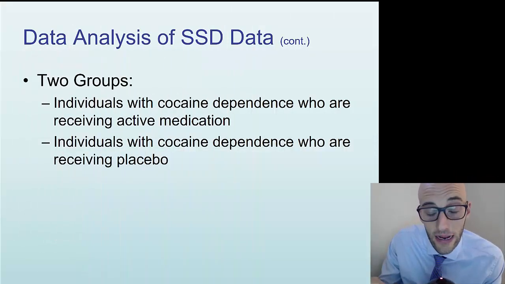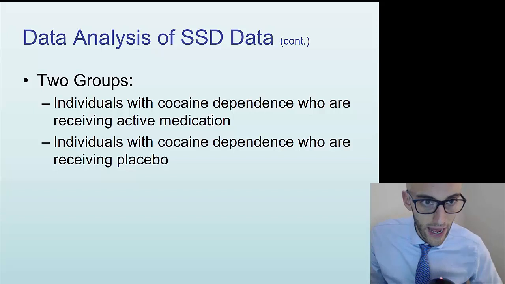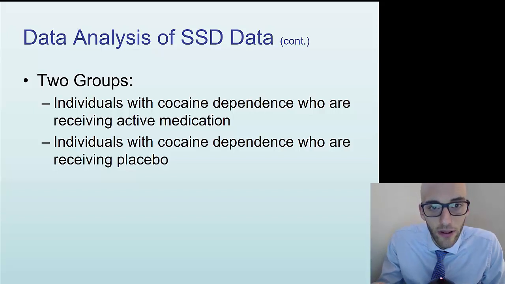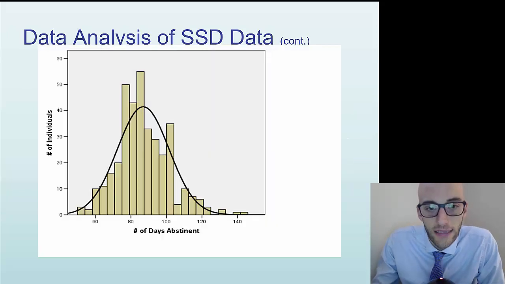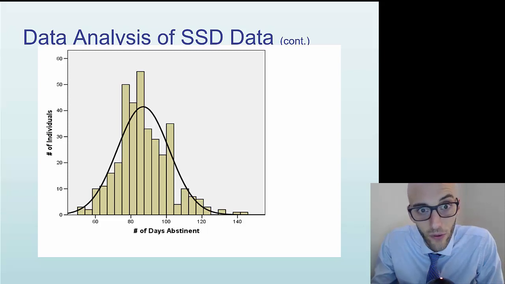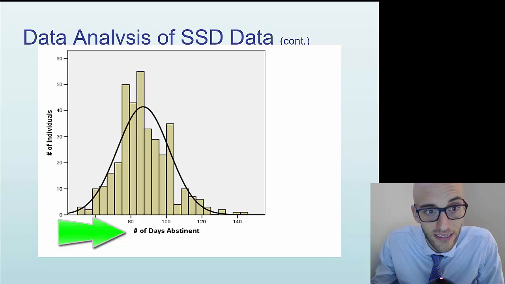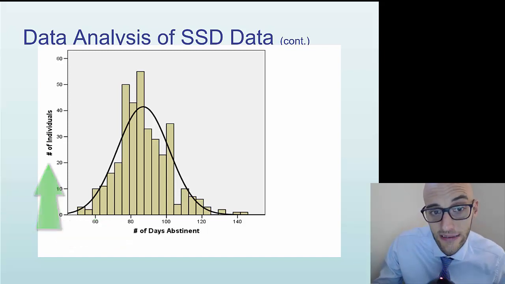Okay, so now let's talk about some data that's not normally distributed and what we can do with that. So in the following vignette, I'll just show you an example of individuals with cocaine dependence who are receiving an active medication versus individuals with cocaine dependence who are receiving a placebo. So in this graph, you can see on the horizontal axis is the number of days abstinent, and the vertical axis is number of individuals involved in the study.